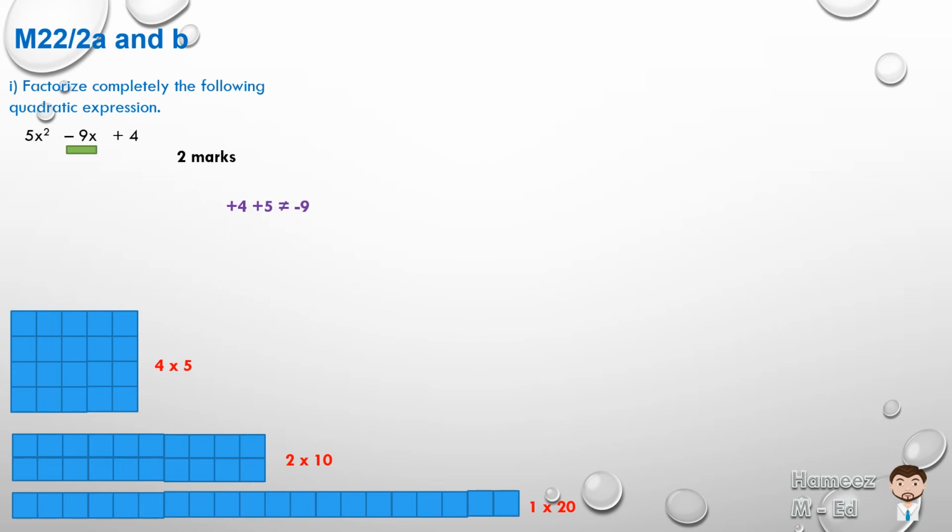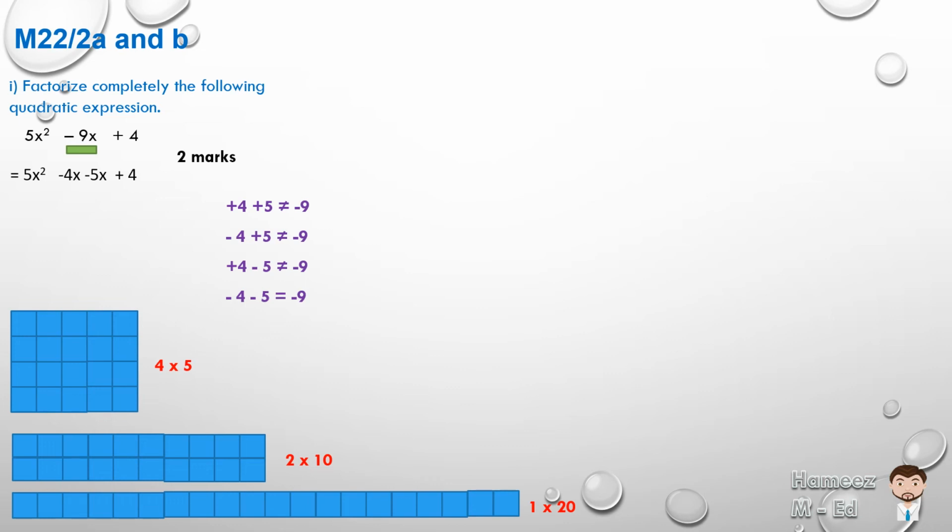So plus 4 plus 5 is not equal to minus 9. And if we change the plus 4 to minus 4 plus 5, still not equal to minus 9. If we switch the signs and we have plus 4 minus 5, still not equal to minus 9. What about if we have minus 4 minus 5? Yes, that's equal to minus 9. So we're going to rewrite that first line and split that term. So instead of 3 terms, we're replacing minus 9x by these 2 terms. So this will be equal to 5x squared minus 4x minus 5x plus 4.